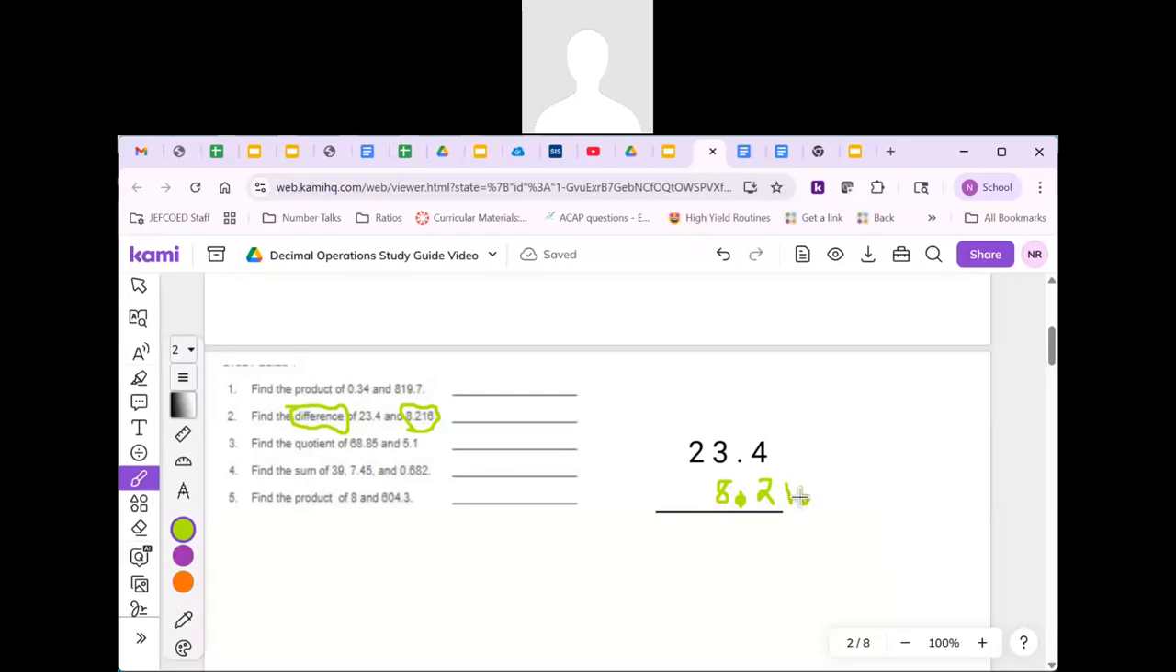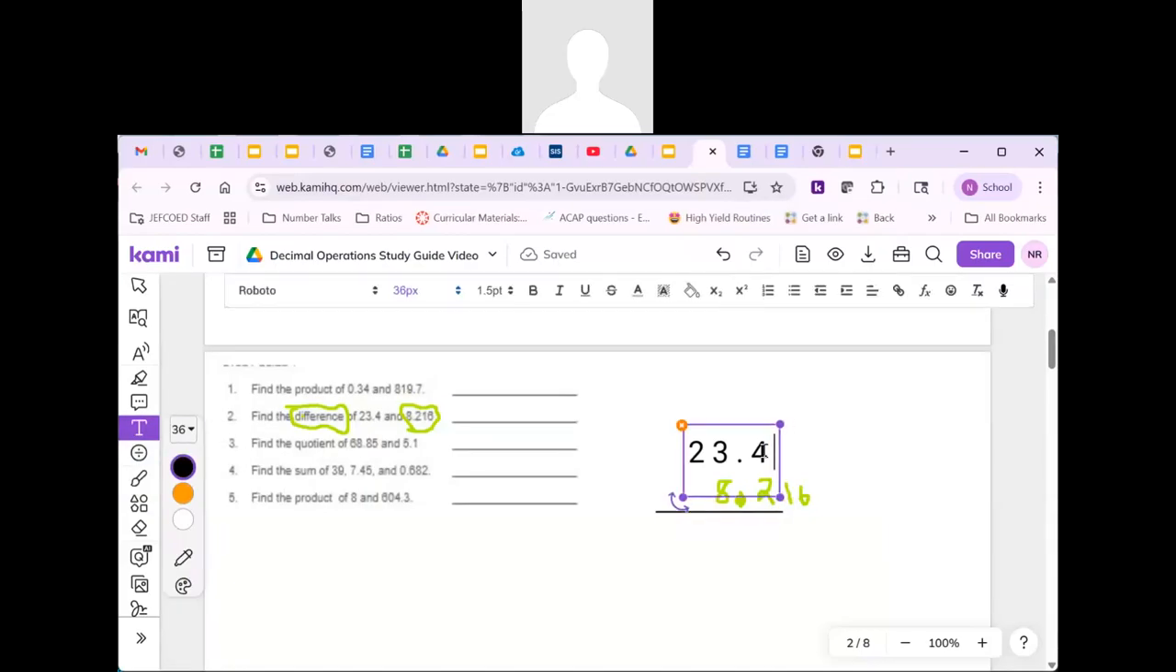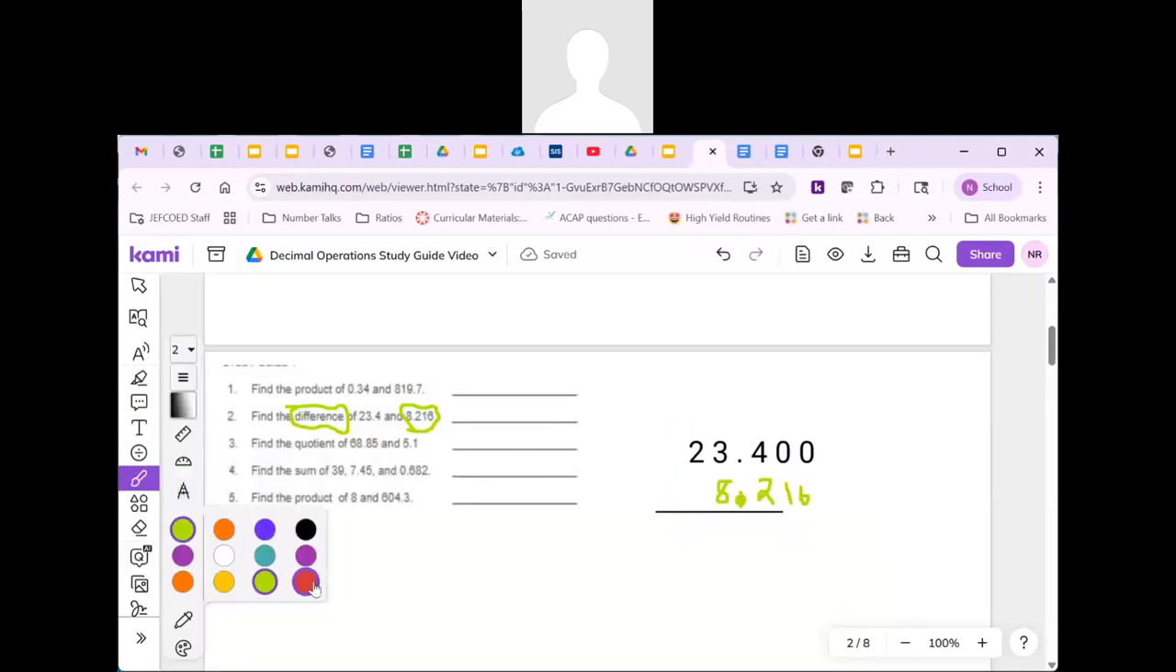Oh, so look, I don't have anything to subtract from up here. So what do I need to do? I need to put on some zeros to subtract from. Also, I want you to notice that the first number, 23.4, must be my top number. It has to be. You cannot do it the other way around. All right, so back to our work.